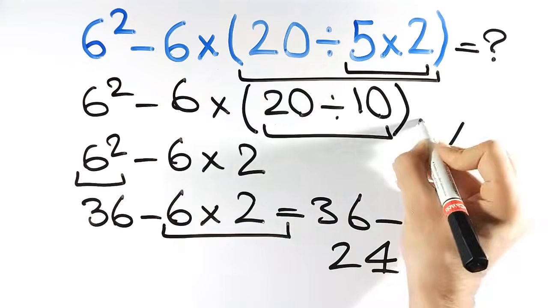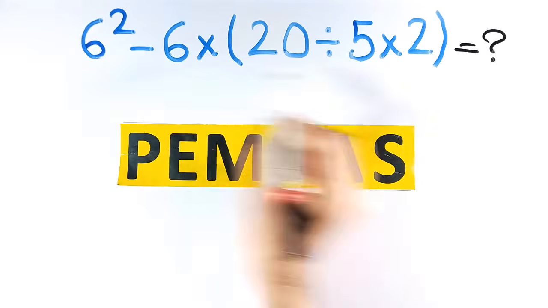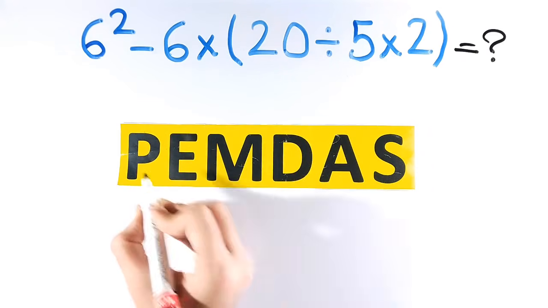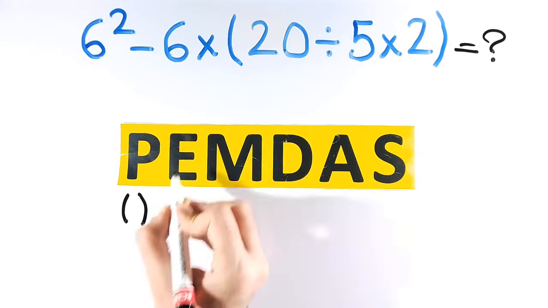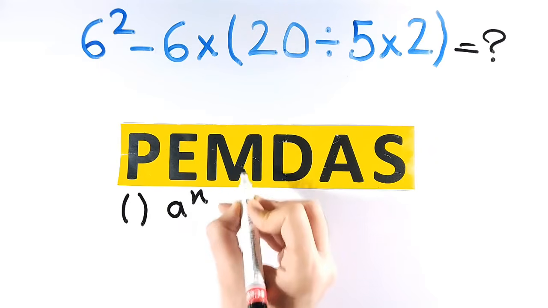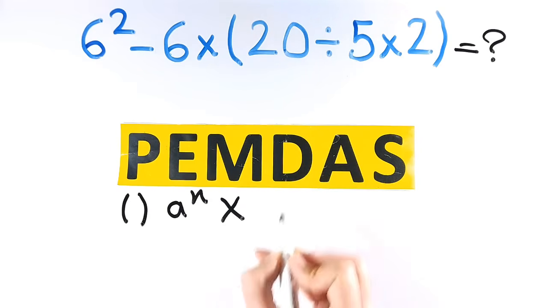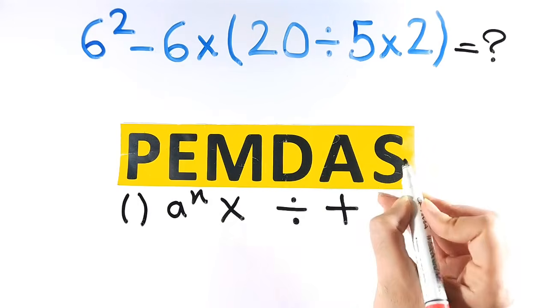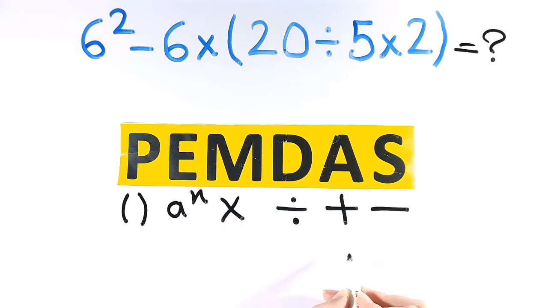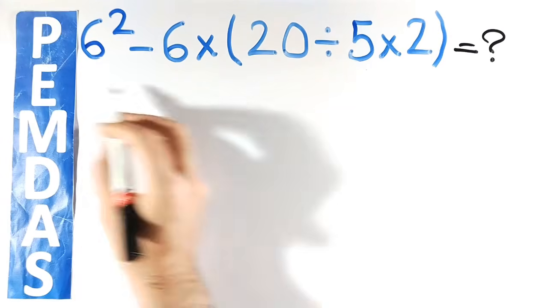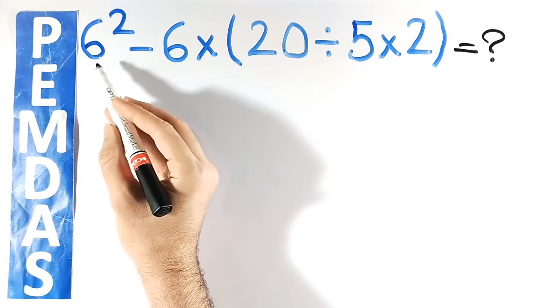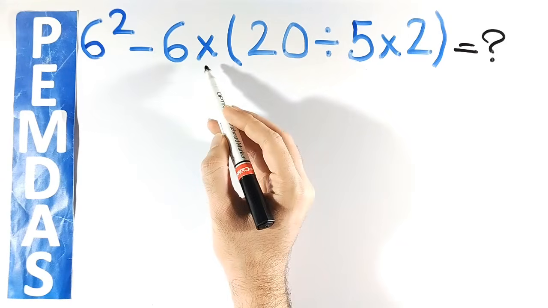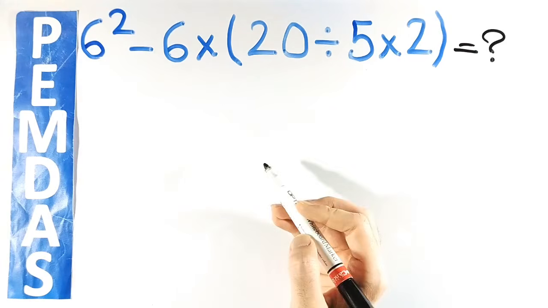But that's definitely wrong. To solve this question, we must follow a rule that is called PEMDAS. In this rule, P stands for parentheses, E stands for exponent, M stands for multiplication, D stands for division, A stands for addition, and S stands for subtraction. As you can see on the screen, in this expression, first we have an exponent, then a subtraction sign, followed by a multiplication, and finally parentheses.